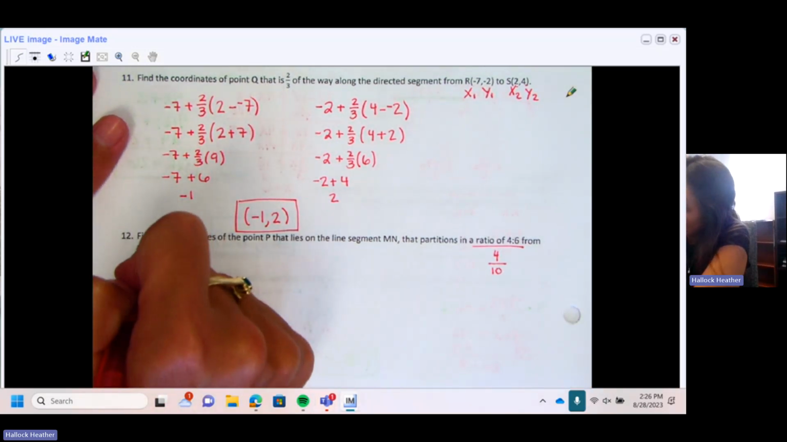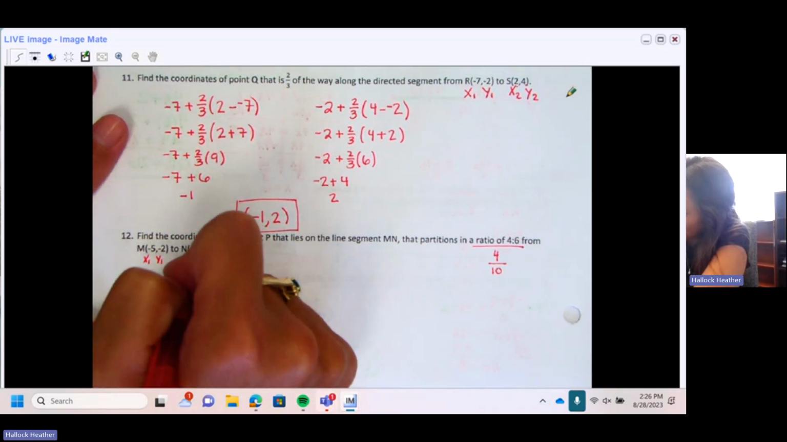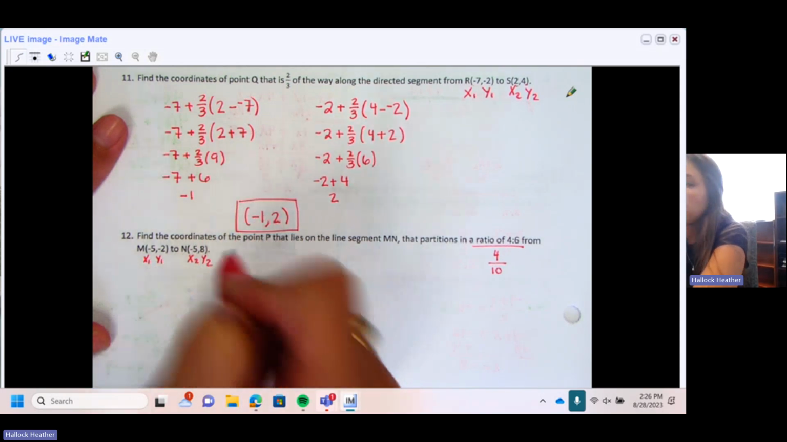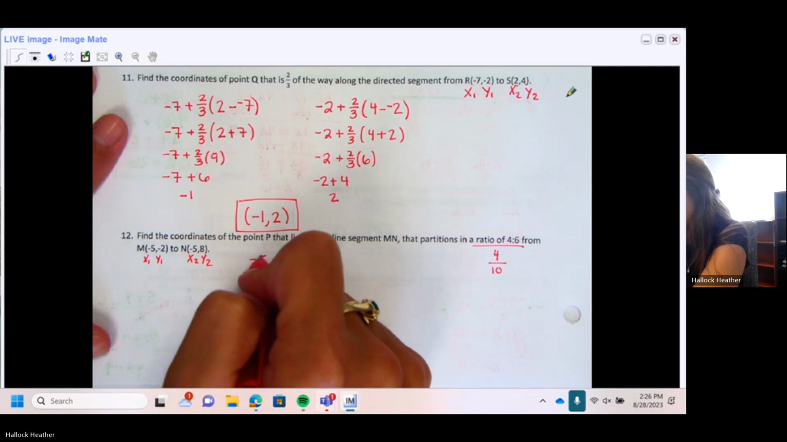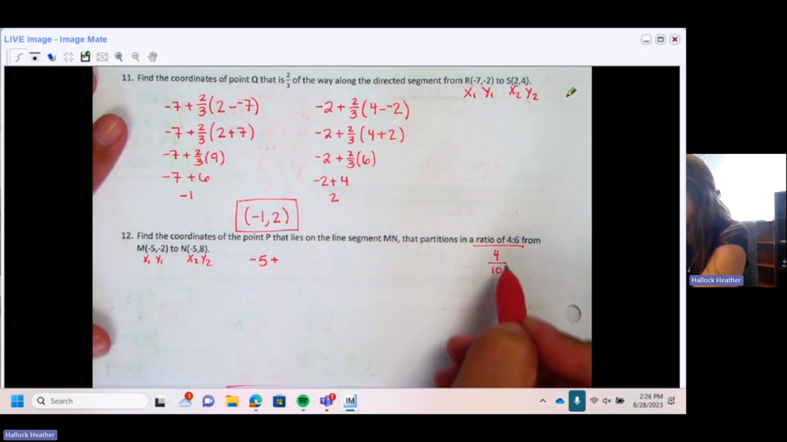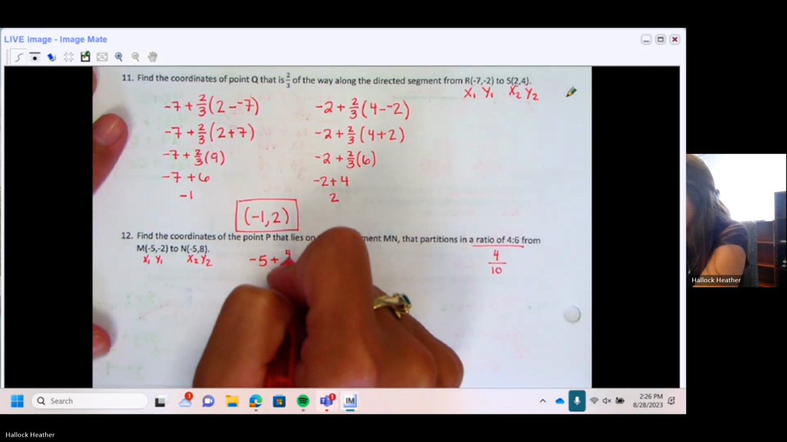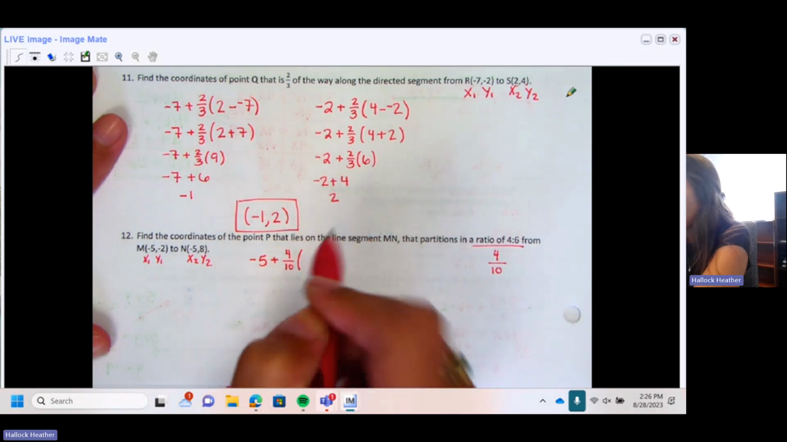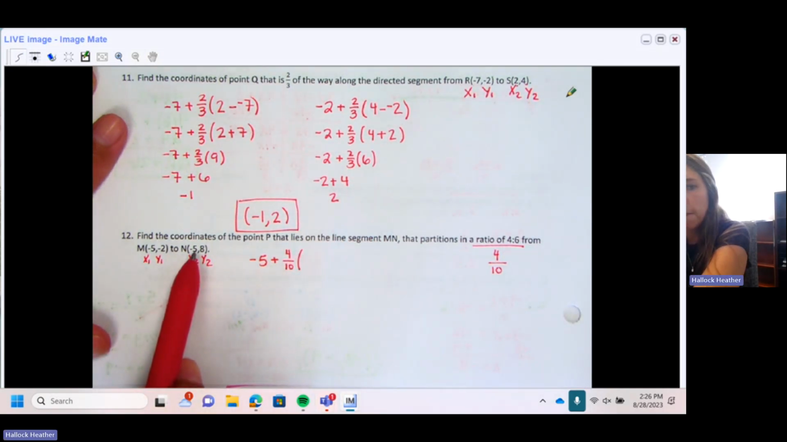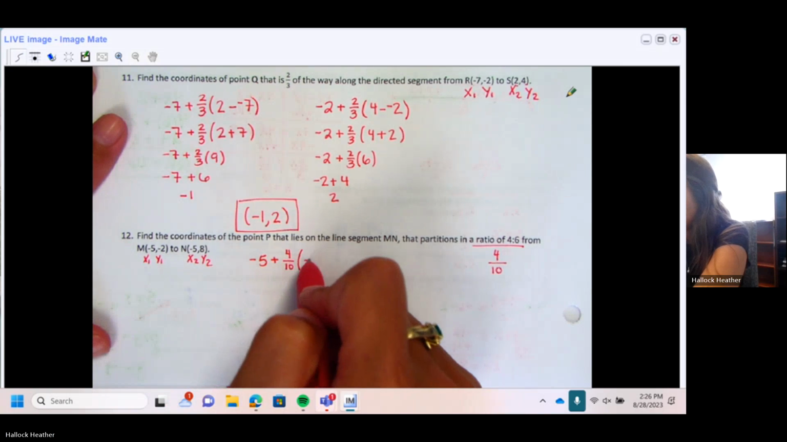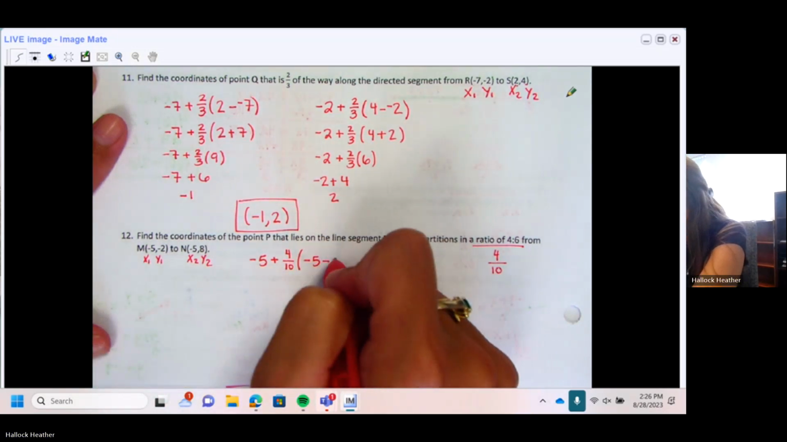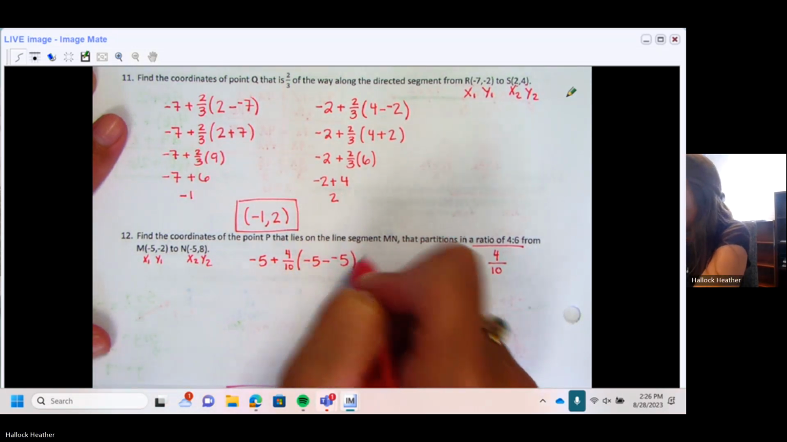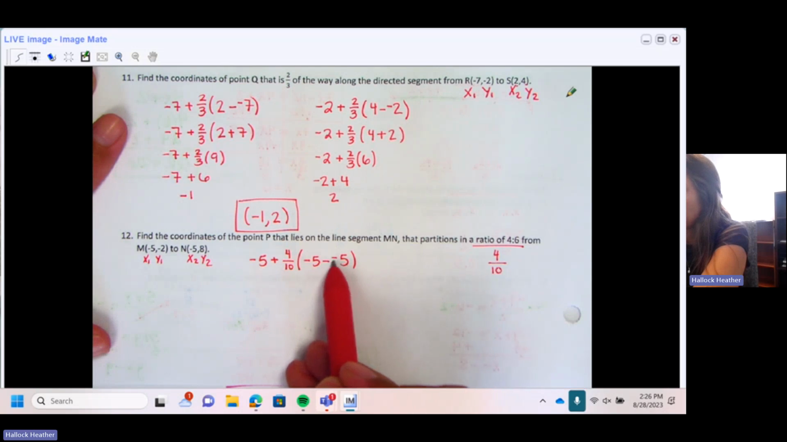From M to N, I'm going to call this x sub 1, y sub 1, x sub 2, y sub 2. So I'm going to do x's first. -5. I'm adding my ratio, which is 4/10. And I'm multiplying by the difference. -5 minus x sub 1, which is -5. I'm subtracting a negative. When you're subtracting a negative, it's going to make a plus sign.